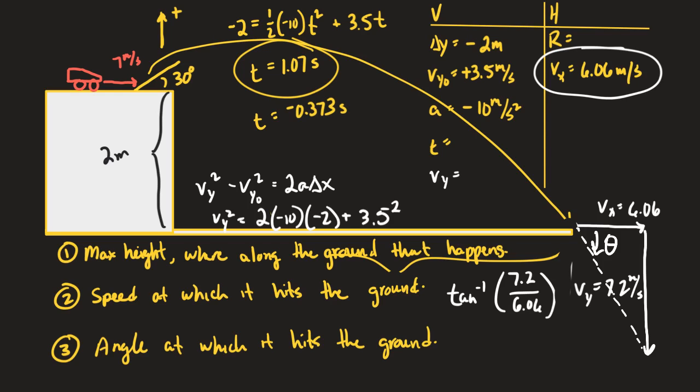We still haven't found the final velocity. To do that, it's going to be 7.2 squared plus 6.06 squared to the 1/2 power. I don't know what that is, and I don't care that much, but I'm sure you guys have figured it out. So what's the number? Who got 9.4? You got some head nods. That's good news.